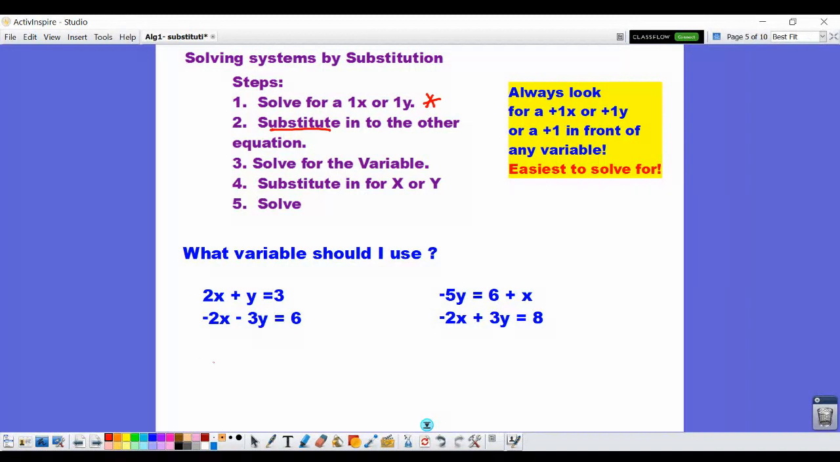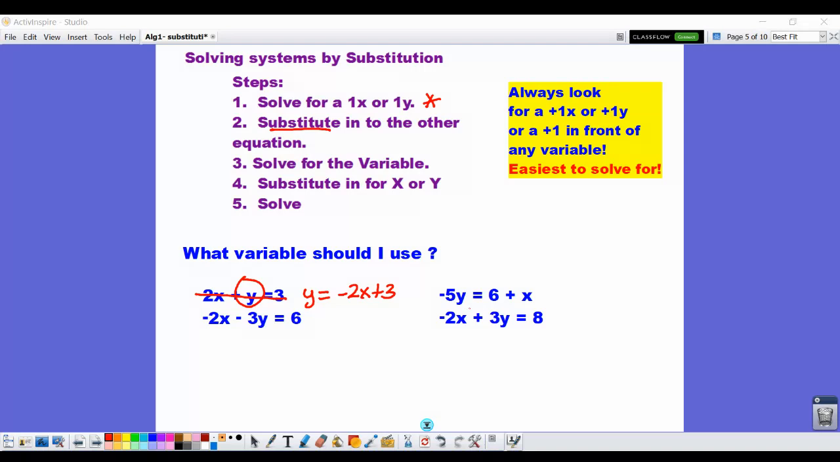So if I take a look at these two equations, which variable should I solve for? You always want to look for that 1x or 1y, and you can see that right here, there's a 1x or a 1y. So that's pretty easy. I can solve for y right there. I know y is going to be equal to negative 2x plus 3. Remember, that sign has to change. So that means that this equation is now gone, and I'm using that one.